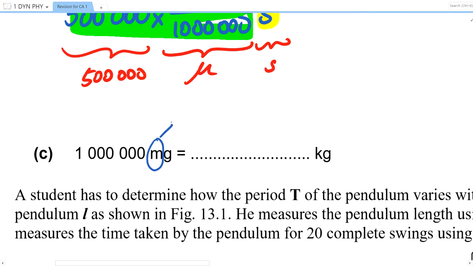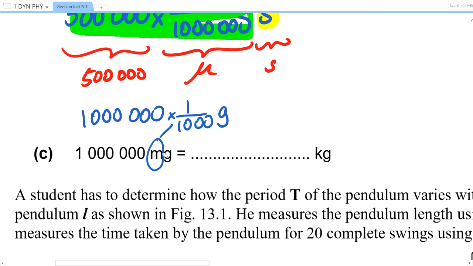This one. What does it mean? 1 over 1,000. Yes, this is 1 over 1,000. So I can rewrite my 1 million milligrams as 1 million times 1 over 1,000, which is the same as divided by 1,000, with grams.